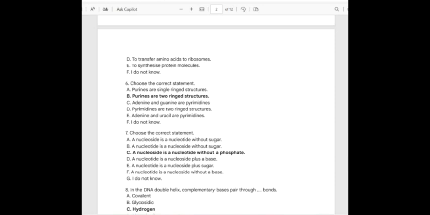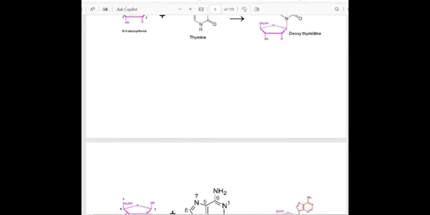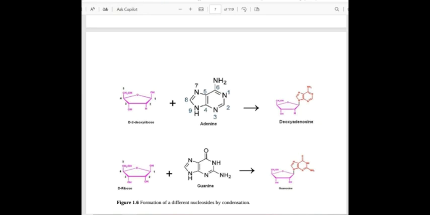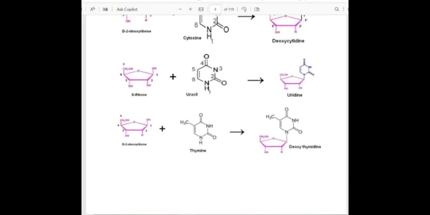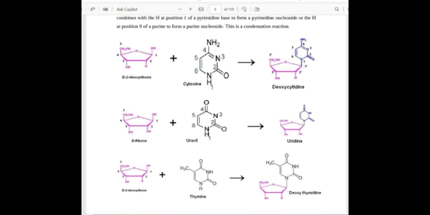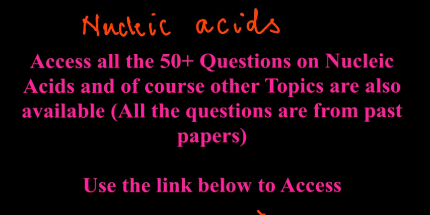I'll use a structure for this so that you are able to see and visualize. When you look at adenine and guanine, these are purines. What you notice about them is that they are two-ringed structures. You have one ring there and one other ring, just like guanine. The opposite is true when you come to pyrimidines. Pyrimidines, like you can see there, you have cytosine, you have uracil, you have thymine. All these are single-ringed, unlike purines. Question 7.